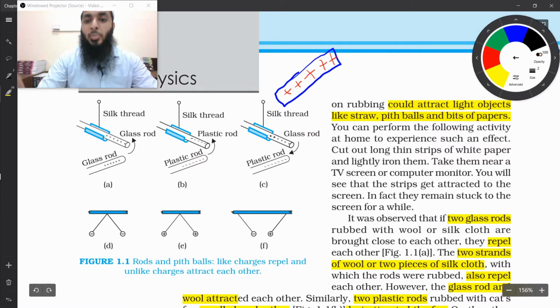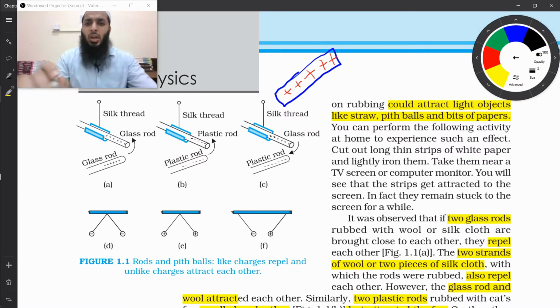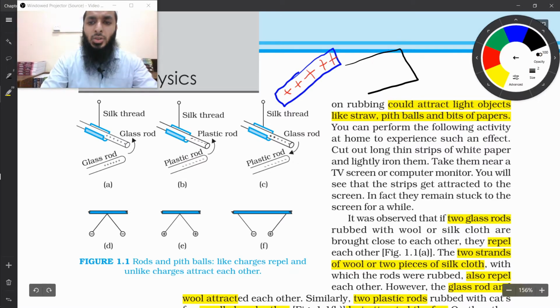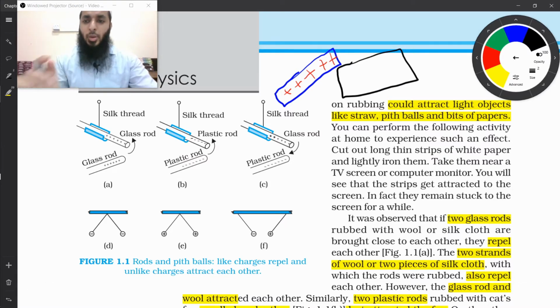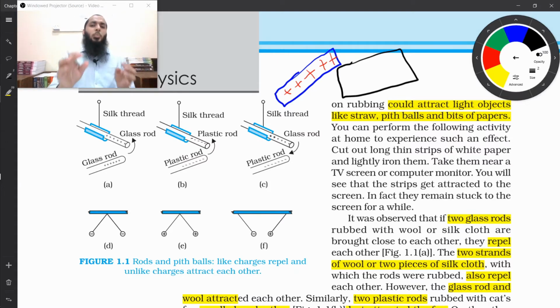Now let's draw the bits of paper. Even though the bits of paper will be very small, I will exaggerate it and show an enlarged figure. So let's say this is a bit of paper, and now what will happen is, you will learn later on that like charges repel each other and unlike charges attract each other. So the rod is positively charged. What will it attract? Will it attract the protons or the electrons? Yes, it will attract electrons, because positive attracts negative and electrons are negatively charged. So electrons are present on this piece of paper.